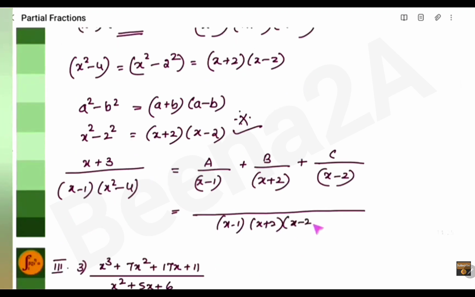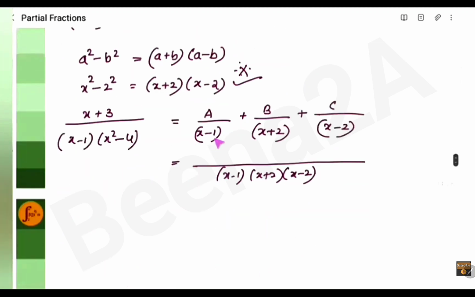This is the LCM. Now there is already x minus 1 here, so you'll have to cross multiply with this. That is, we'll have to cross multiply with x plus 2 and x minus 2. So I will get A into x plus 2 into x minus 2. Here again x plus 2 is already here, so I have to take the other two terms and multiply. B into x minus 1 into x minus 2.